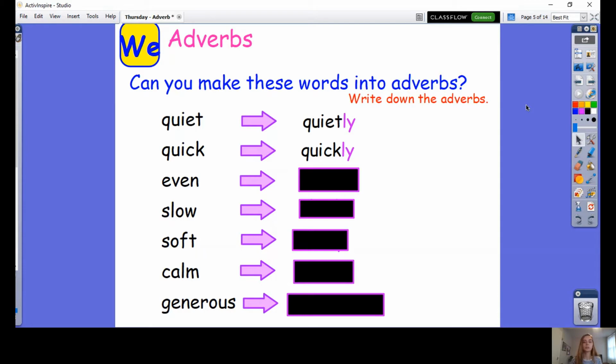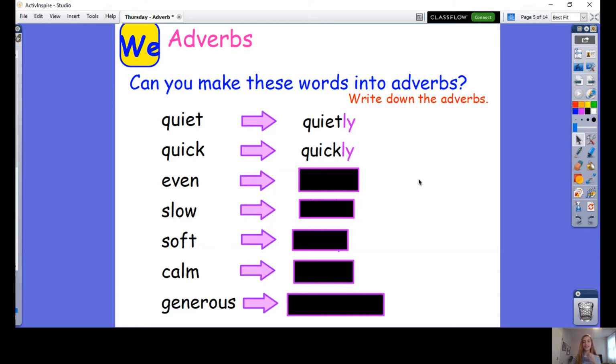Okay, I need your help to put these words into adverbs. So we have the word quiet, and to make it into an adverb we add ly. So quiet becomes quietly. Quick becomes quickly. So I want you to pause the video and write down all the adverbs for the words even, slow, soft, calm and generous. So we know our trick to add ly. So I want you to turn these words into adverbs. Pause the video and have a go.